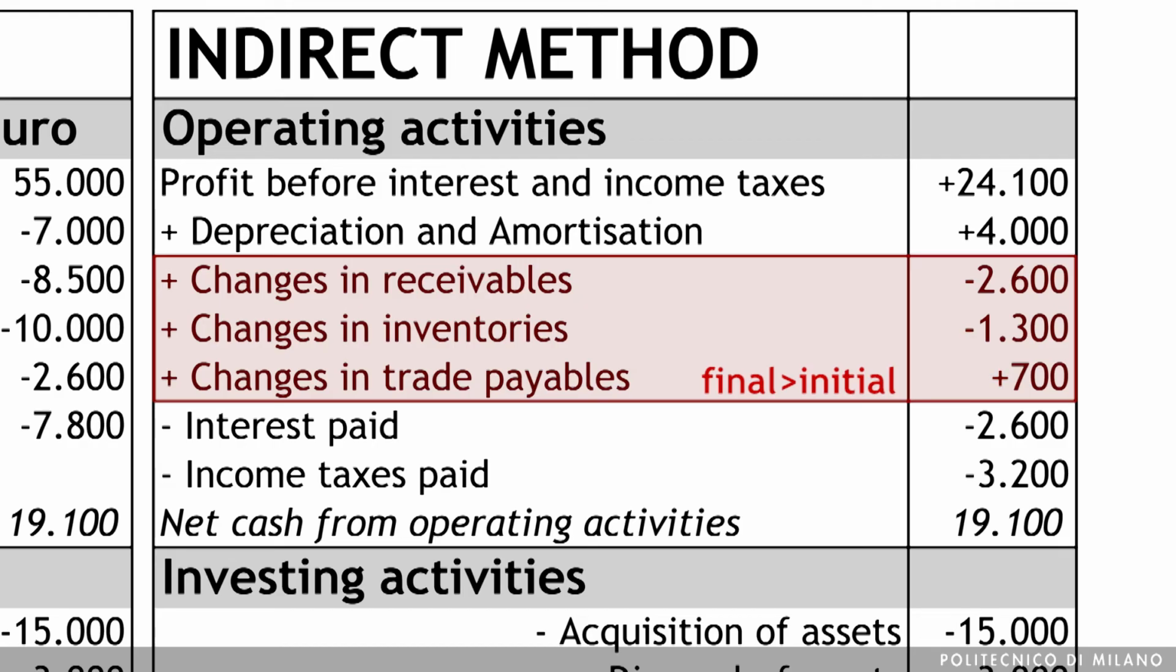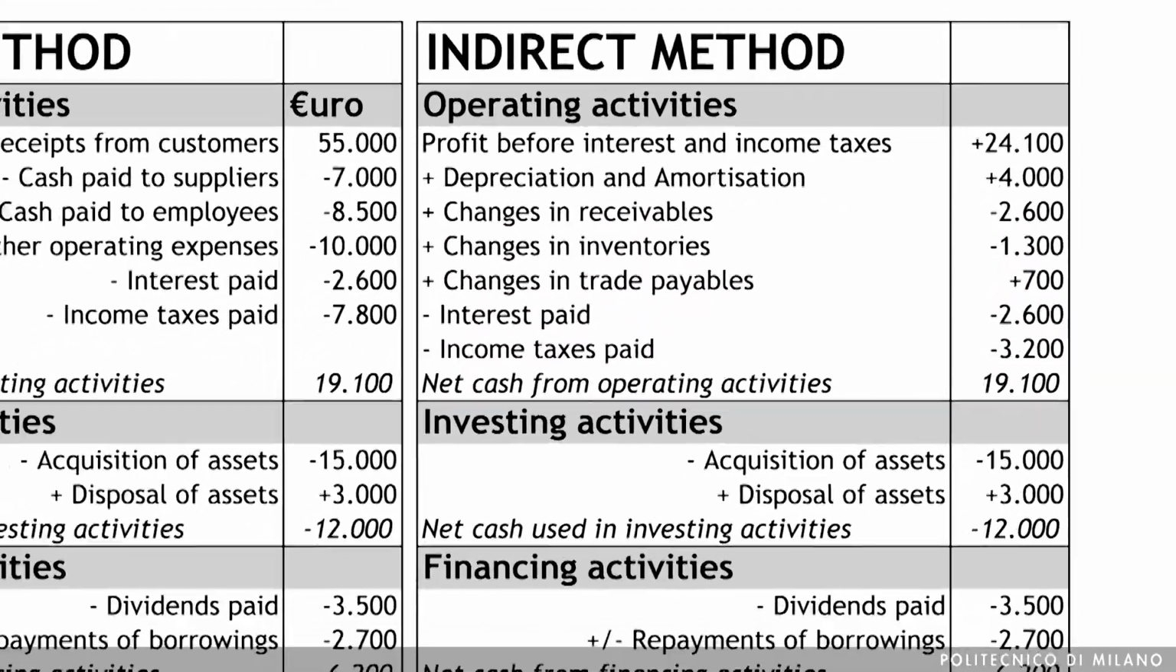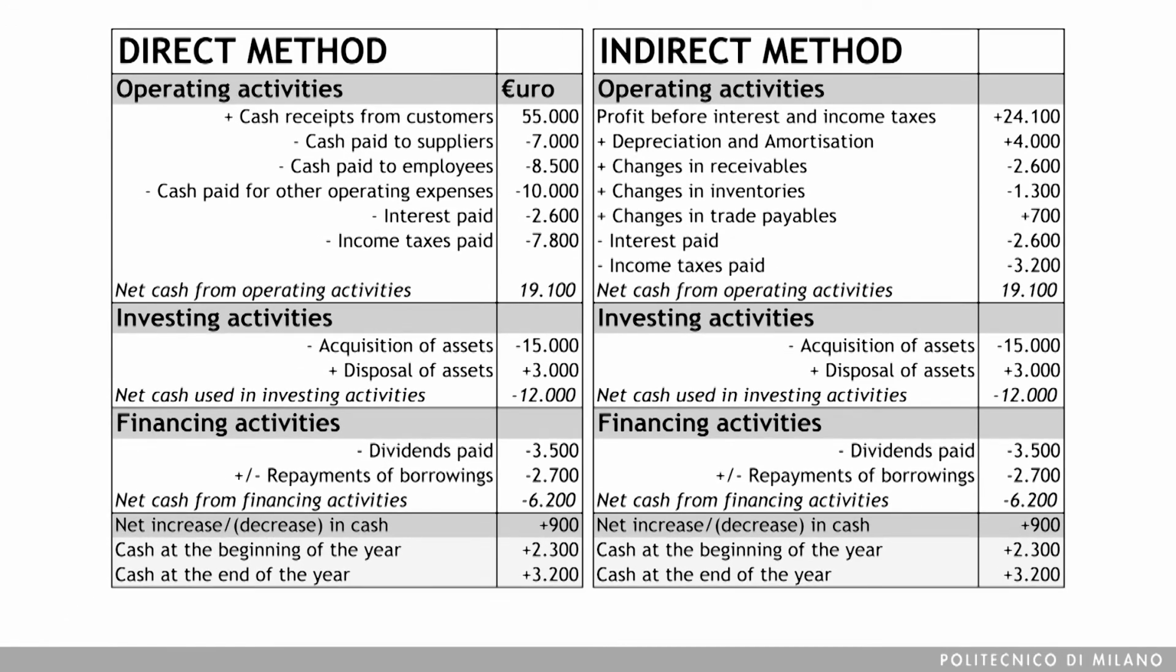cash outflows. Given this adjustment, so once we have added the depreciation and the amortization and the variation of the operating working capital, the remaining structure is exactly the same as the direct method. So again, we deduct the interest paid and the income taxes. And from this moment on, we have this net cash from the operating activity, which is the only difference with respect to the direct method.